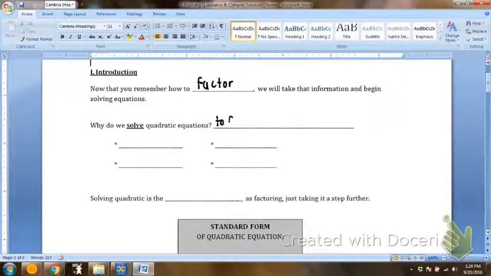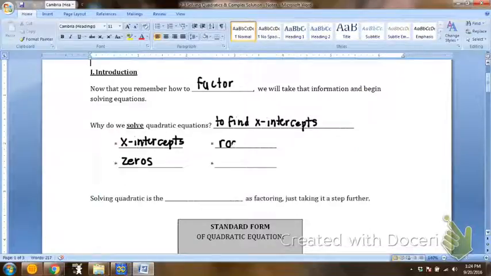If you don't know what an x-intercept is, make yourself a note that the x-intercept is where the graph crosses the x-axis. So we have a couple names for them. The first name we said was x-intercepts. What did you say? The zeros. That's what they called them on the paper, the zeros. Yep, exactly. Roots. They're also called roots.